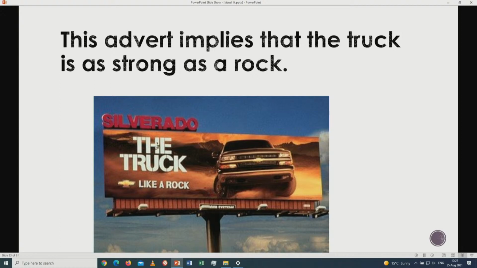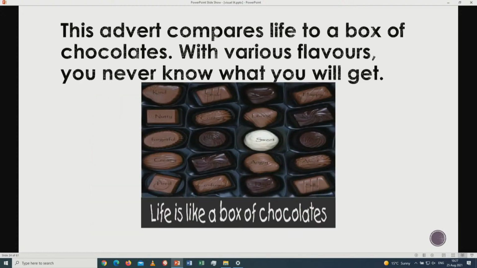This advert implies that the truck is as strong as a rock. So this is also advertising a truck that is strong, and usually it compares the truck to a rock. It is an example of simile. This advert compares life to a box of chocolates with various flavors. You never know what you will get. When we look at the sentence in the advertisement, life is like a box of chocolates. It is a simile because the statement has the word like.